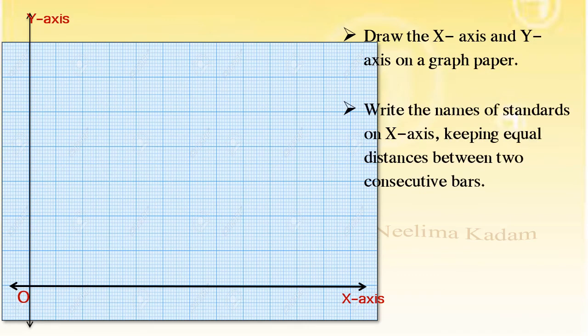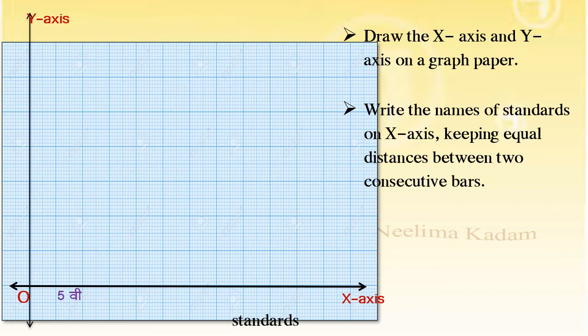Second step, write the names of standards on the x-axis, keeping equal distances between two consecutive bars. Remember, this is the most important step, keeping equal distances between two consecutive bars. For example, on the x-axis, how many standards are there? 5th to 8th. So 5th, 6th, 7th and 8th.